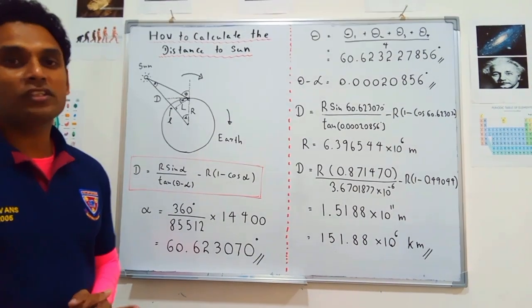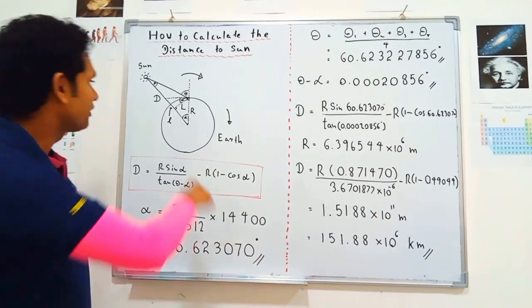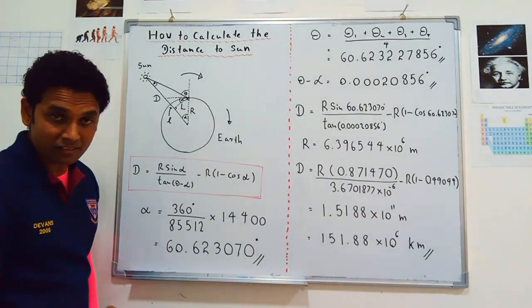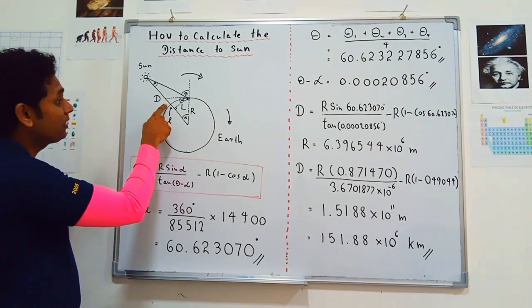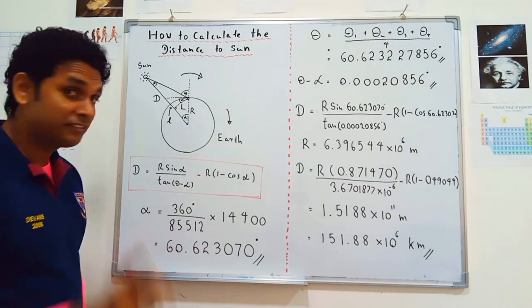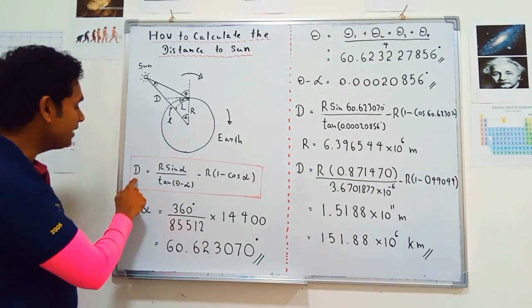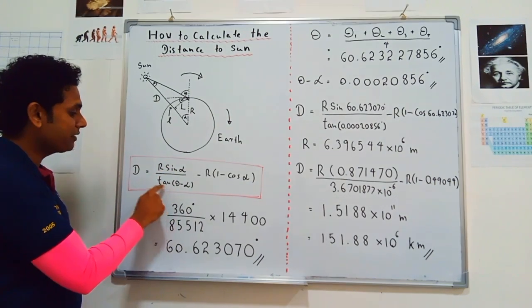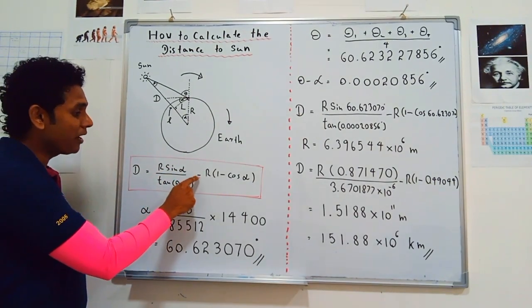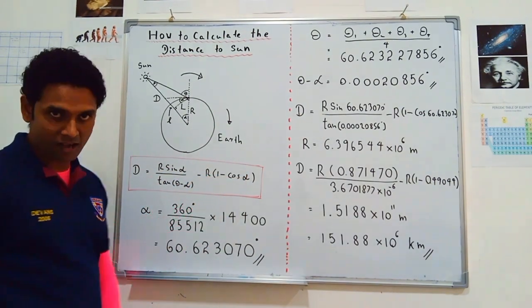Okay, now we are moving on to the calculation part. In this diagram, R is the radius of the Earth and D is the distance from the Earth's surface to the Sun. And this is the equation that we derived: D equals R sin alpha divided by tan(theta minus alpha), minus R(1 minus cos alpha).